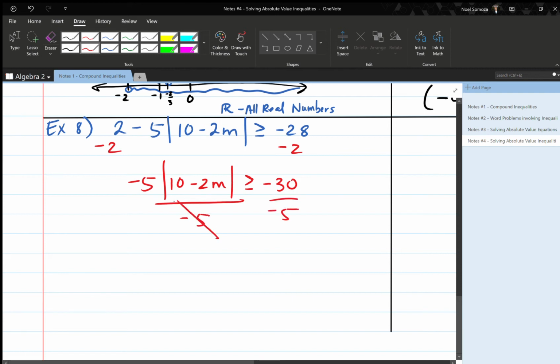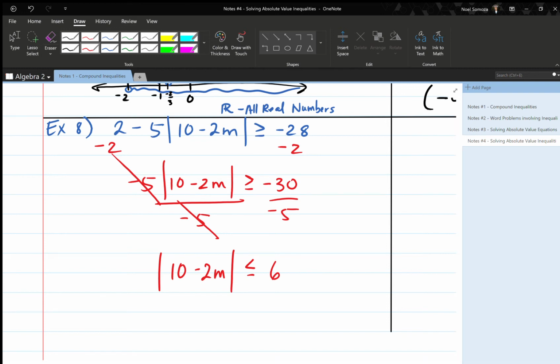And when you do that, this becomes 6. But what happens to that inequality? It flips. So now what you end up with is the absolute value of 10 minus 2m, which is less than or equal to 6. And now what kind of problem is it? It's an and problem. It's a sandwich problem. It's nice and easy. You don't have to split. You don't have to do flip switch. You just make that sandwich.